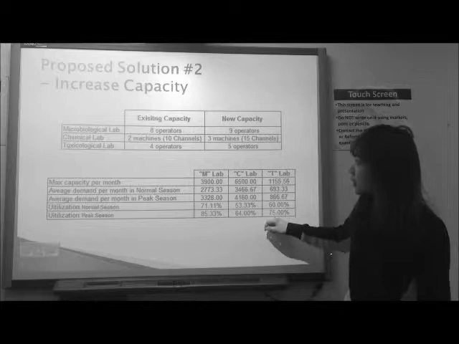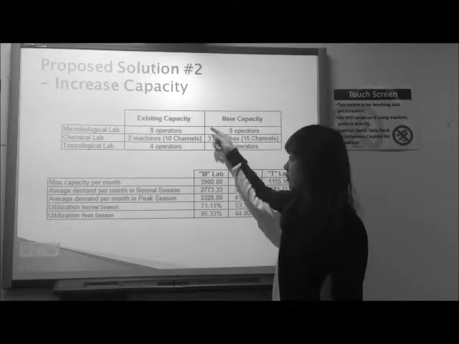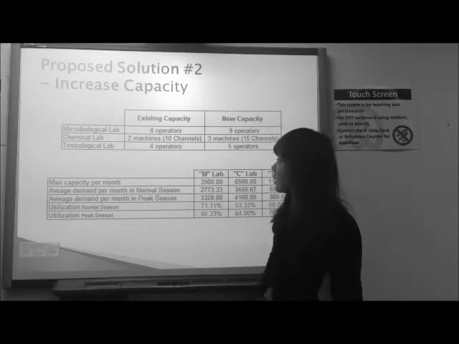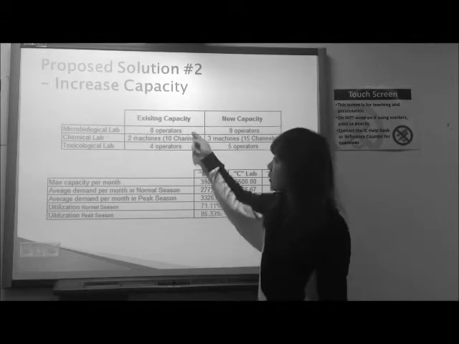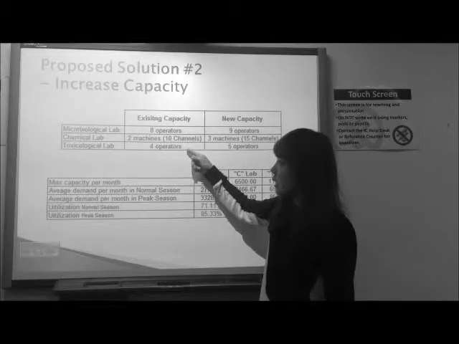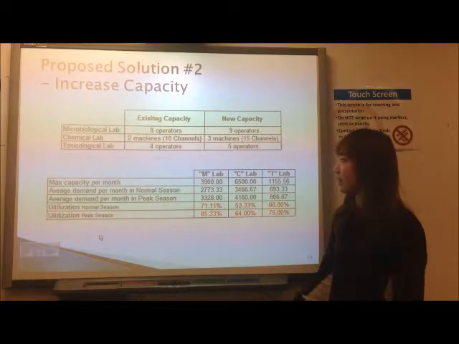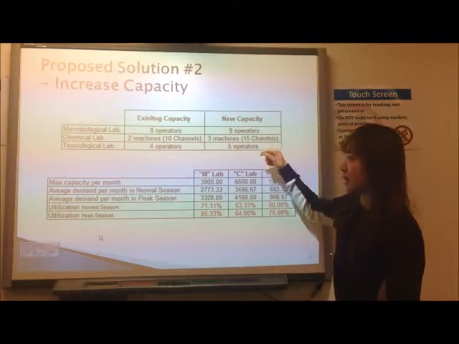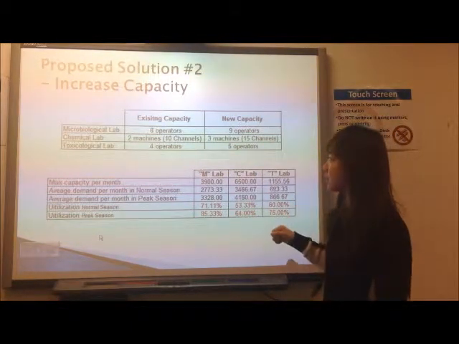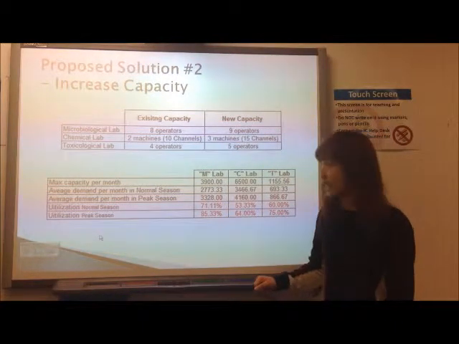So we decided to add one unit to each of the 3 labs. Before, we had 8 operators in M lab, 2 machines in C lab, and 4 operators in T lab. That means now we have 9 operators in M lab, 3 machines in chemical lab, and 3 operators in T lab.